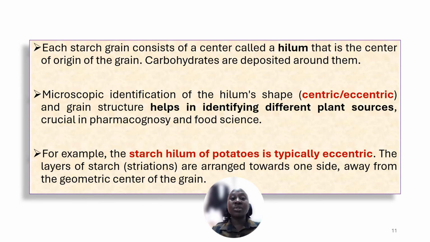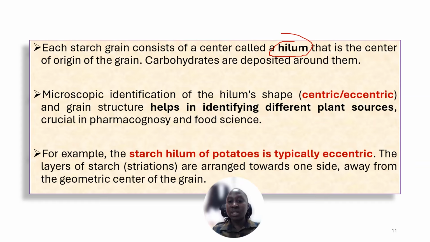Each starch grain contains a center known as a hilum. We are going to see how we can use a hilum to differentiate various types of starch from different sources. So carbohydrates are deposited around the hilum. Microscopic identification of the hilum's shape, like if it is centric or eccentric, and grain structures helps in identifying different plant sources, crucial in pharmacognosy and food science.